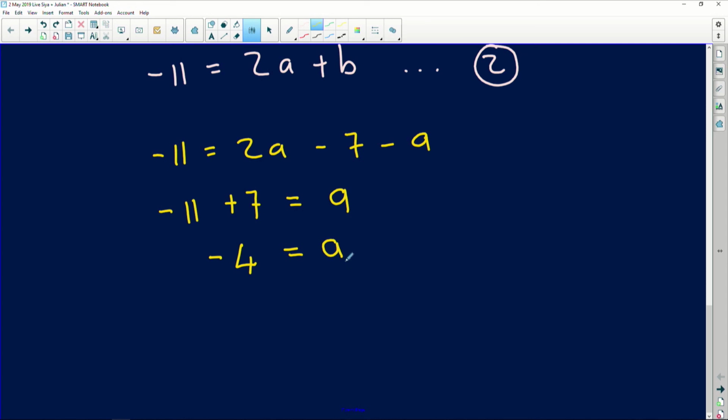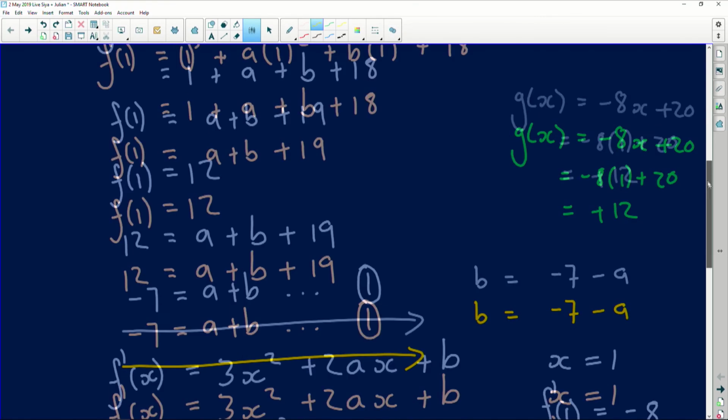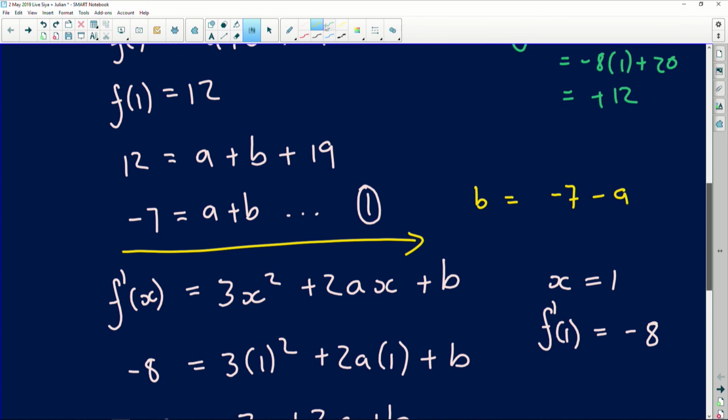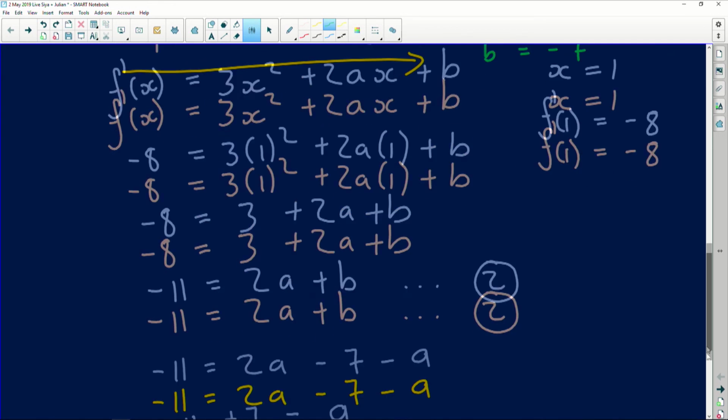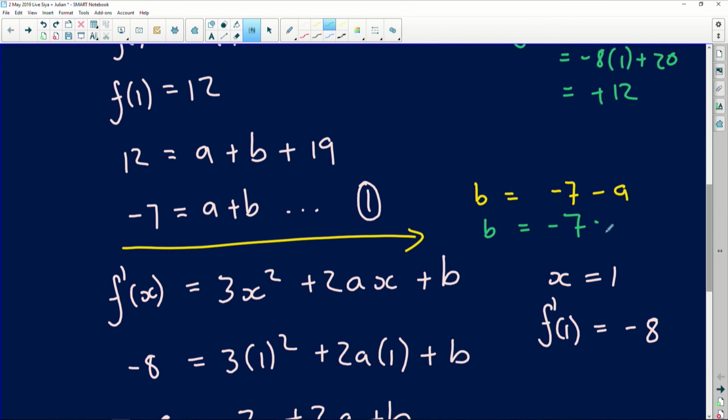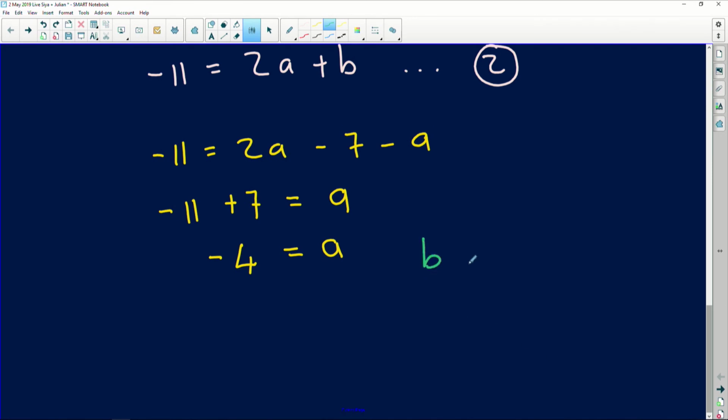Straightforward now, I've got my value for a. I can just take this value and pop it into one of my two equations, and then find the value for b. I've already got my first equation in b. So I now know that a is equal to negative 4. So I can say that b is equal to negative 7 minus negative 4, which gets me negative 7 plus 4, and that's negative 3. So I can therefore say that b is equal to negative 3. And that's my value for a and my value for b.